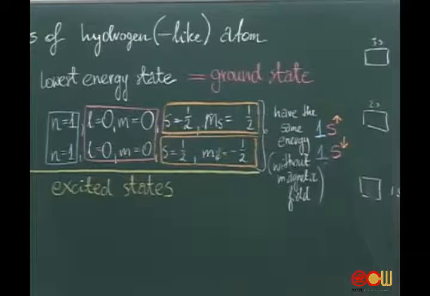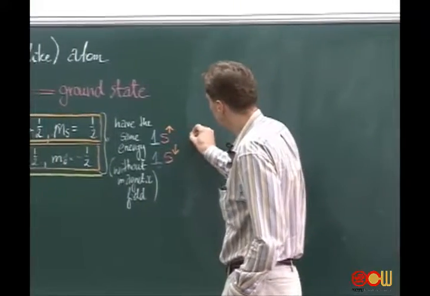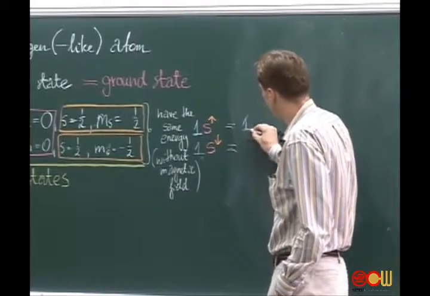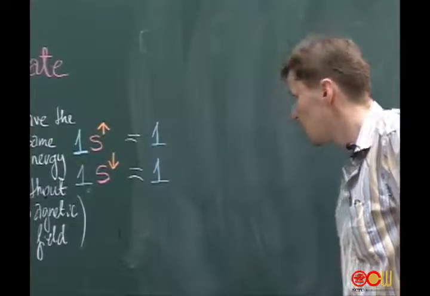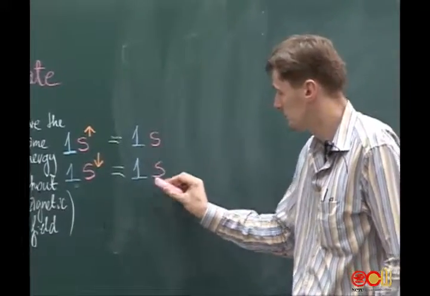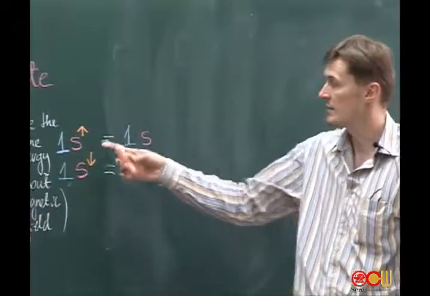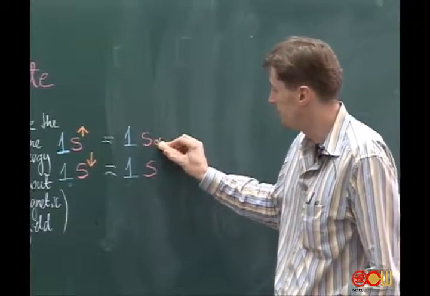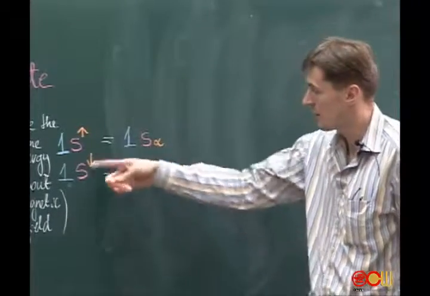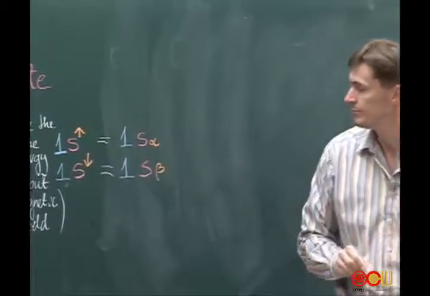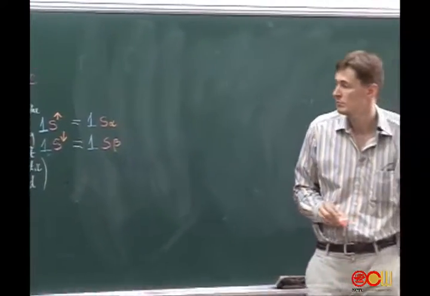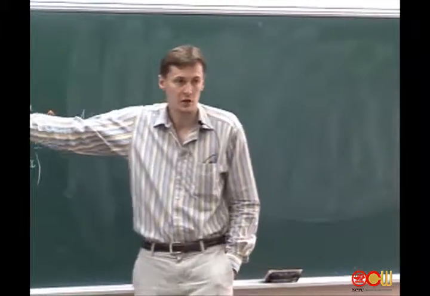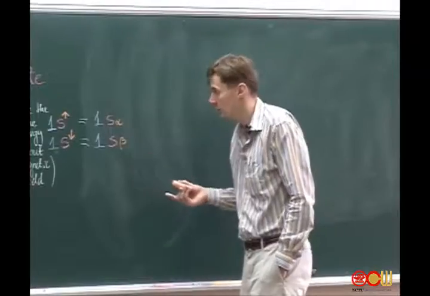An alternative way of writing the same thing goes like that. Again, you are writing 1, you are writing s, and instead of writing arrow up, you just say alpha here. And for the arrow down, you say beta. Okay, you agree that this is much shorter than writing all the numbers, but the meaning is exactly the same.